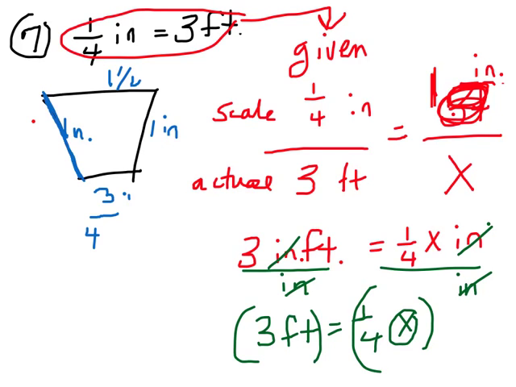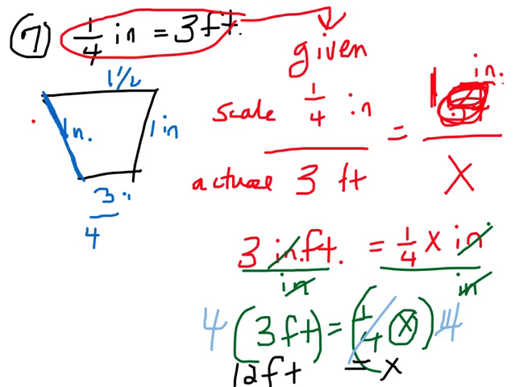So what would I multiply both sides by? How do you get rid of a fraction in front of a variable? Yeah, it'd be 4. Flip it, so it'd be 4. So multiply both sides by 4. And 4 times 1/4 would cancel out. I'd end up with x equal 4 times 3 is 12 feet.